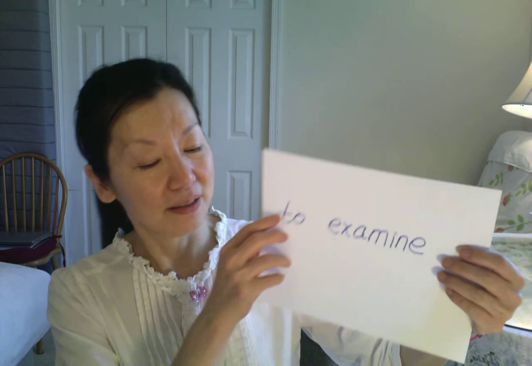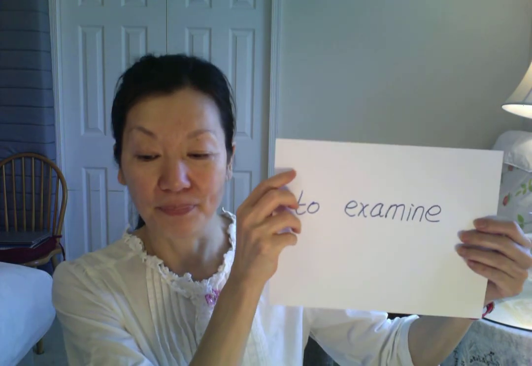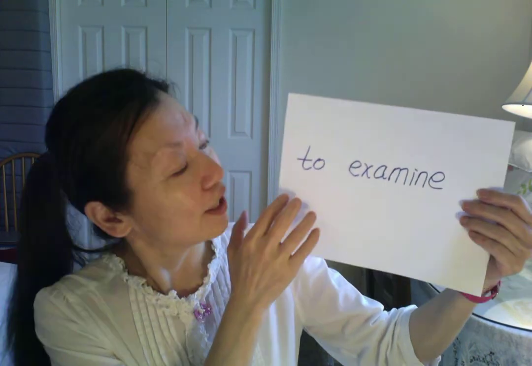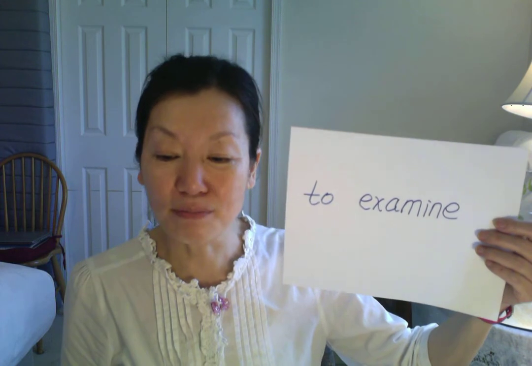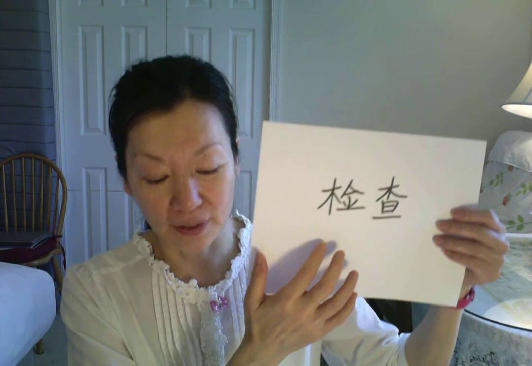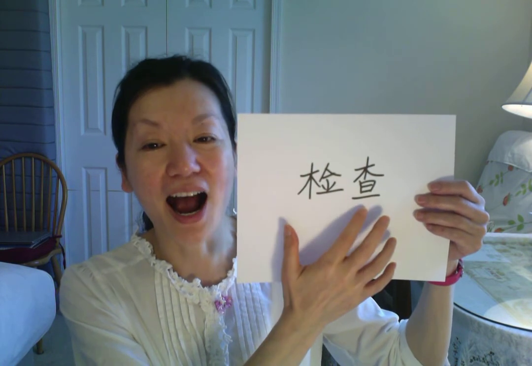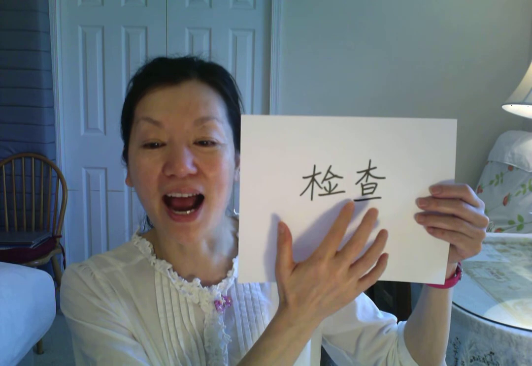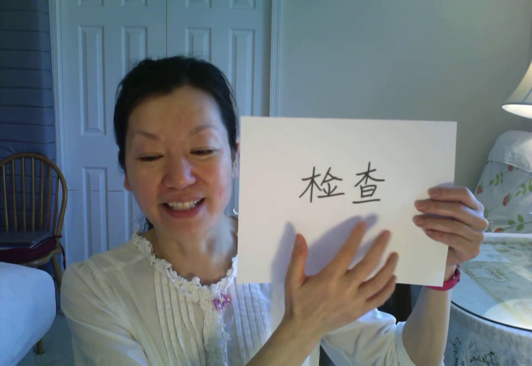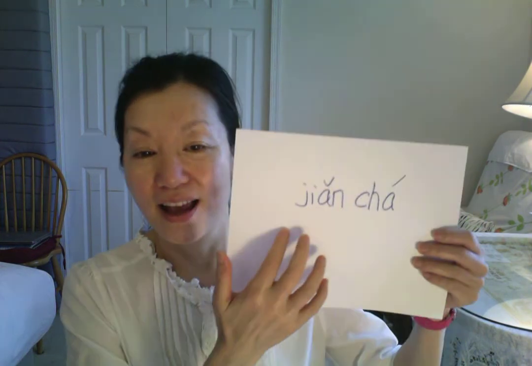To examine. In Chinese, what do we say? To examine in Chinese we say here: 检查. To examine. 检查. One more time. 检查. To examine. 检查. Check, examine. 检查.